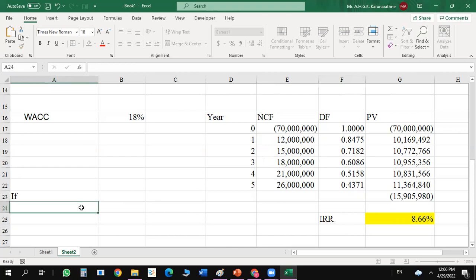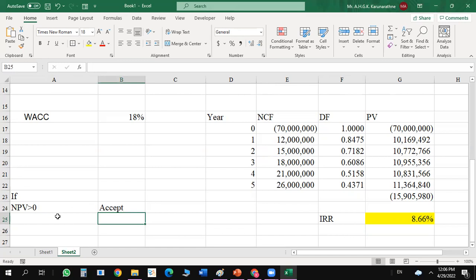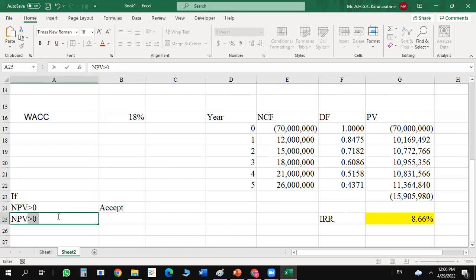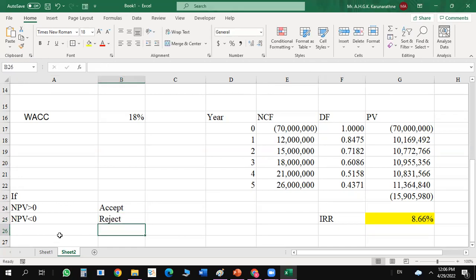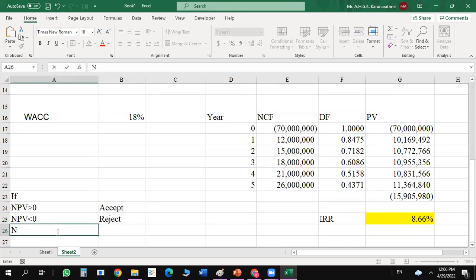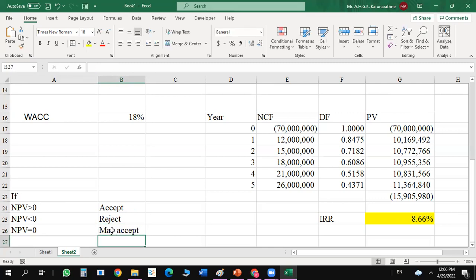If NPV is greater than 0, the decision rule is accept. If NPV is less than 0, the decision rule is reject. We have already studied this. And if NPV is equal to 0, what is the decision? May accept.